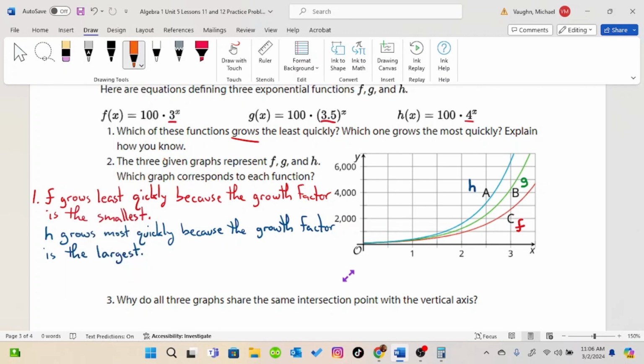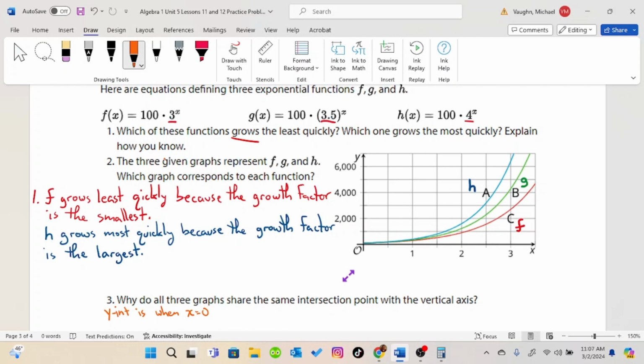And number 3, why do all three graphs share the same intersection point with the vertical axis? When you are at the vertical axis, x equals 0. So y-intercept is when x equals 0.